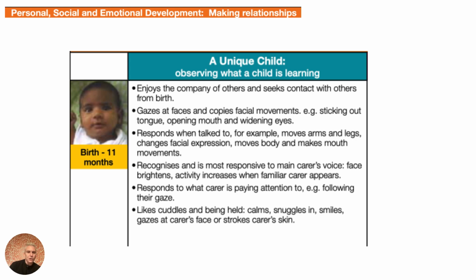So let's just choose a few examples from these milestones. Enjoys the company of others and seeks contact with others from birth. Recognizes and is most responsive to their main carer's voice and face. Their face brightens and activity increases when familiar carers appear. So these are the milestones that, when we're observing children, we should be looking out for in terms of their relationships.